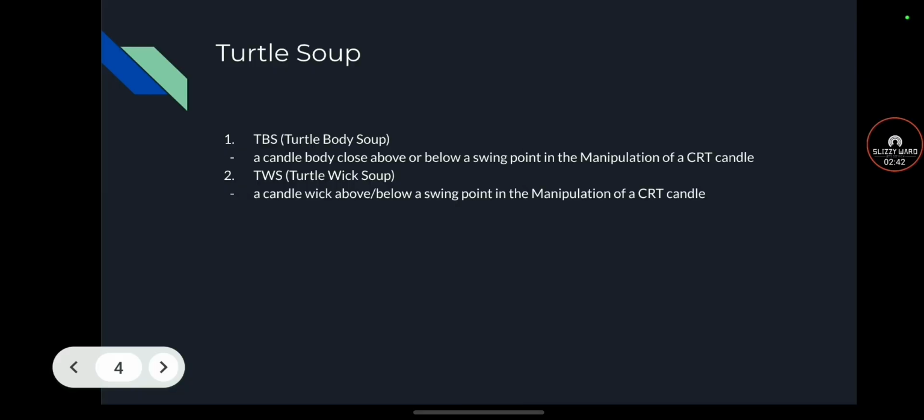Turtle soup, TBS, turtle body soup. It is a candle body close above or below a swing point in the manipulation of a CRT candle. And a turtle wick soup is a candle wick above or below a swing point in the manipulation of a CRT candle. Now let me show you examples of a turtle body soup and a turtle wick soup.